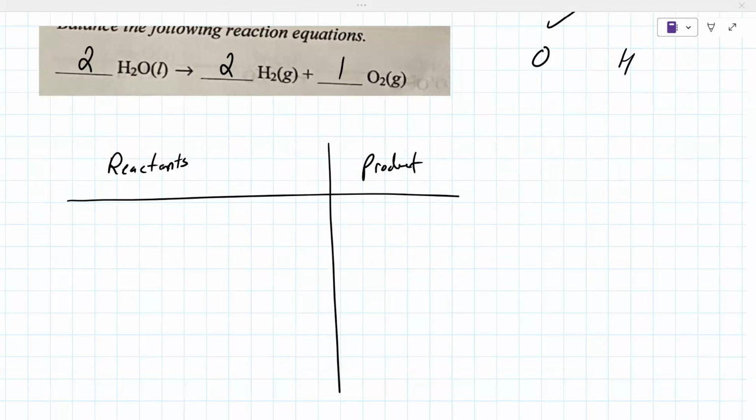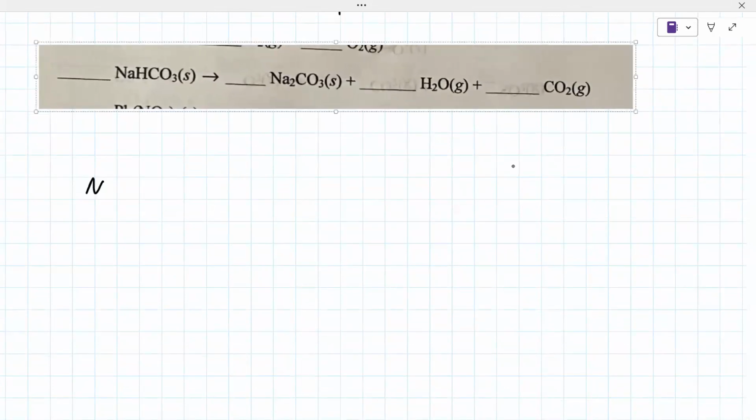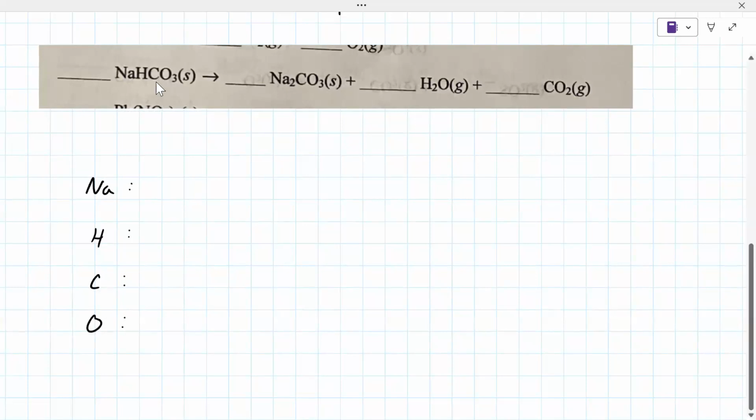Okay, so we'll start out with NaHCO3, and then Na2CO3, H2O, and CO2. So I think that's everything. First thing is to count them as is. You got one Na, one H, one C, and 3 O's.